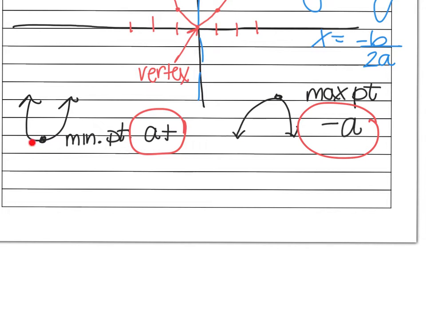Again, a minimum point is its lowest point. A maximum point would mean it has a highest point. It's at the top of a hill. You can think of it that way.